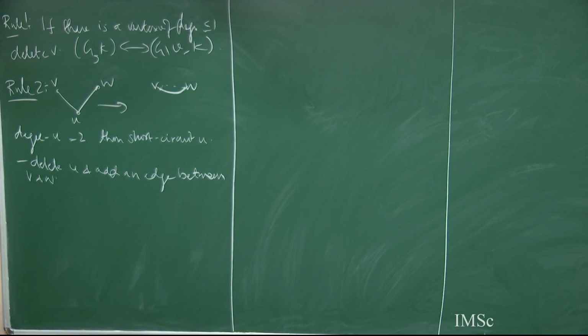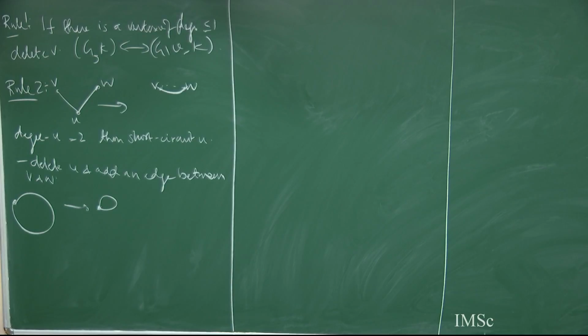So delete u and add an edge between v and w, and this can create parallel edges. But notice what else can happen. Suppose I have a cycle and you have been applying this reduction rule; it can create a self loop. That is how you can get a self loop.